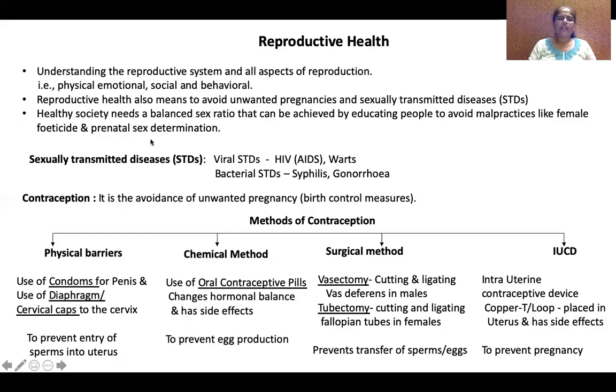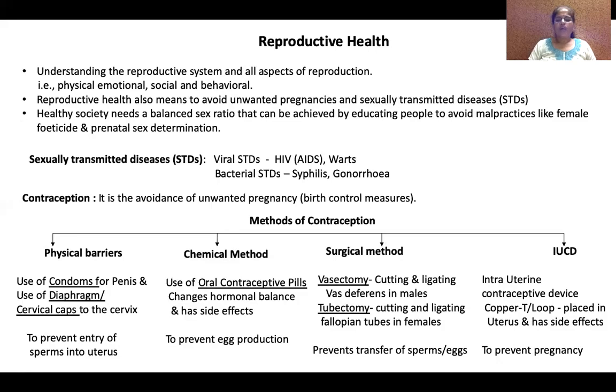Okay, let us study what sexually transmitted disease is. There are two types of disease. One is viral transmitted disease and another is bacterial transmitted. Viral means, as we all know, HIV, that is human immunodeficiency virus. It causes a disease called AIDS, that is acquired immunodeficiency syndrome. HIV is one of the diseases, and warts. These two are viral diseases, whereas syphilis and gonorrhea are the two bacterially transmitted diseases.